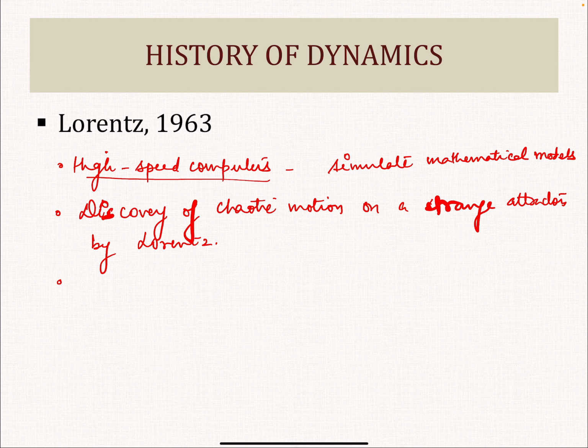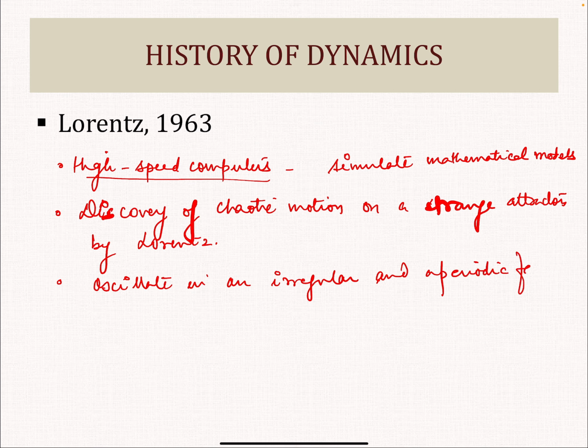And what Lorenz found is that the solutions of the equations never settle down to equilibrium or a periodic state, and they continue to oscillate in an irregular and aperiodic fashion. And even when initial conditions are slightly changed, the resulting behaviors soon become very different. So systems depend very much on initial conditions, and the role of initial conditions is very important.